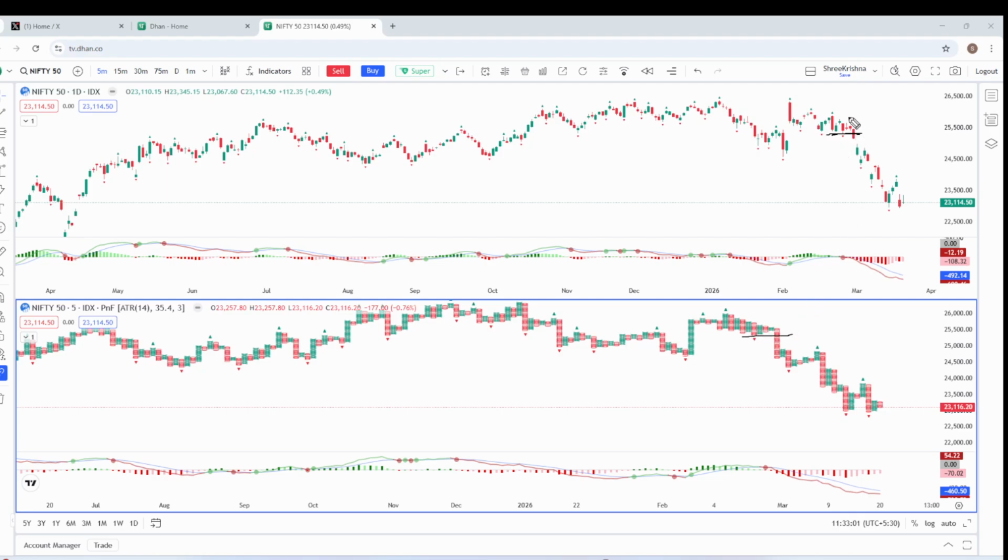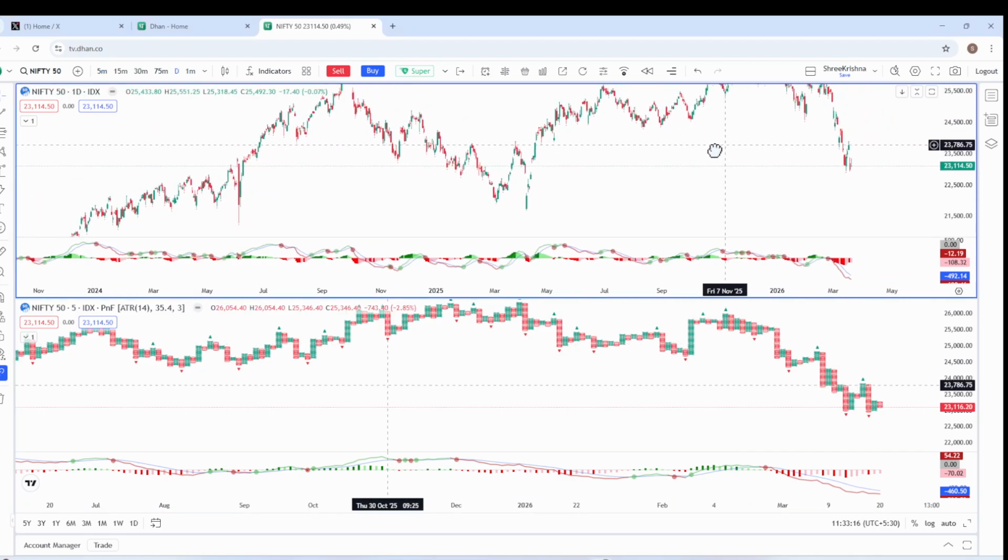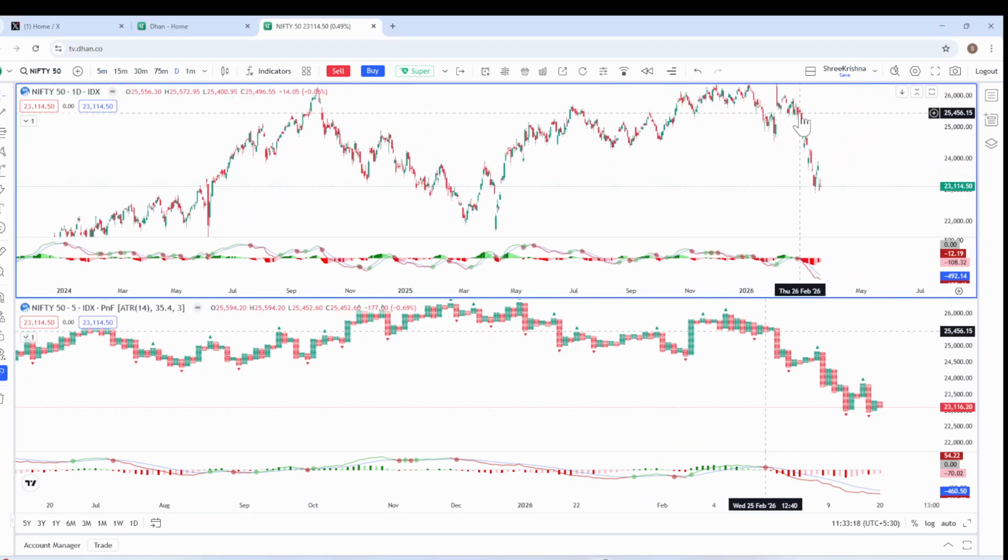This low is equal to this low, and when this breaks, you have a tendency to go back to test the previous low. Once this is broken, please see, you have a tendency to go back and test this and this.